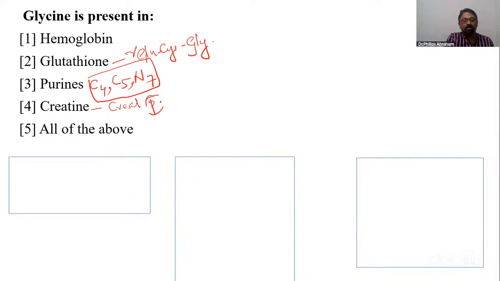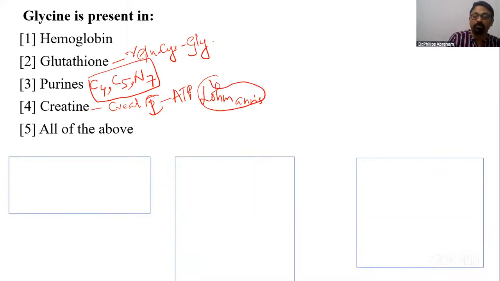That helps in the synthesis of ATP. That reaction we call Lohmann's reaction. So creatine is stored in the body as creatine phosphate. That helps in the synthesis of ATP in the muscles through a reaction called Lohmann's reaction. So all the 4 major compounds are produced from glycine.